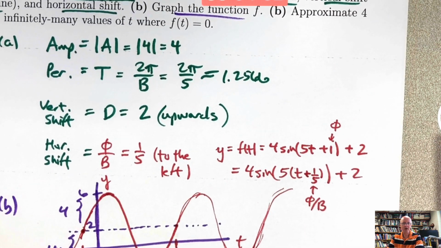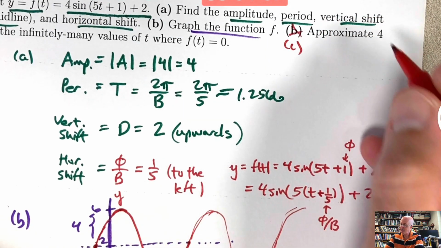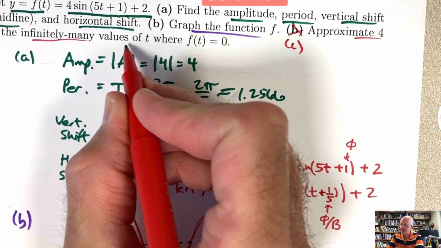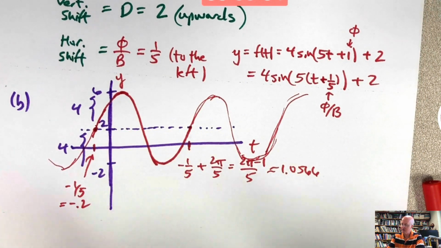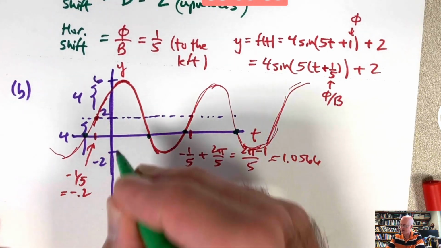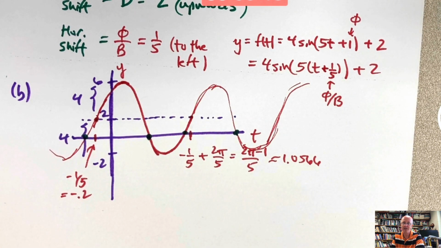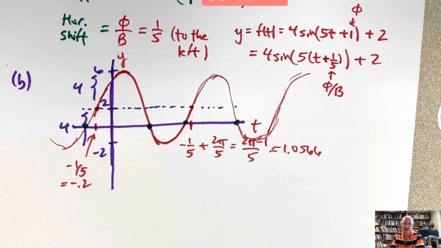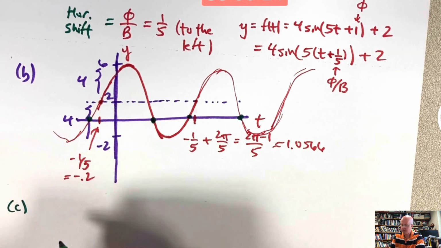On to part C. This is meant to be part C, actually. C, approximate 4 of the infinitely many values of t where f of t equals 0. There are infinitely many values where f of t equals 0. Here are 4 of them that I'm drawing right there, but that continues in both directions. Okay, so let's go ahead and use inverse trig functions here. I want to set this function equal to 0 and solve for t, and I will go back to thinking about the unit circle to help me find all the infinitely many values.